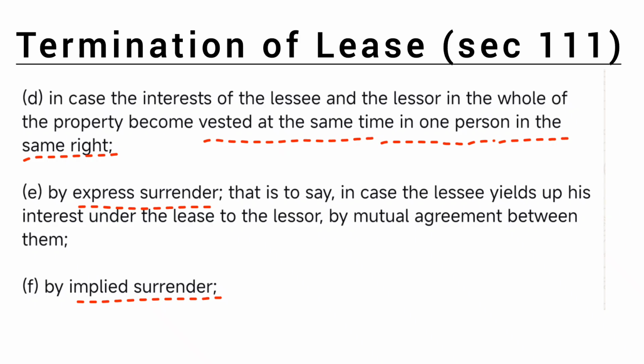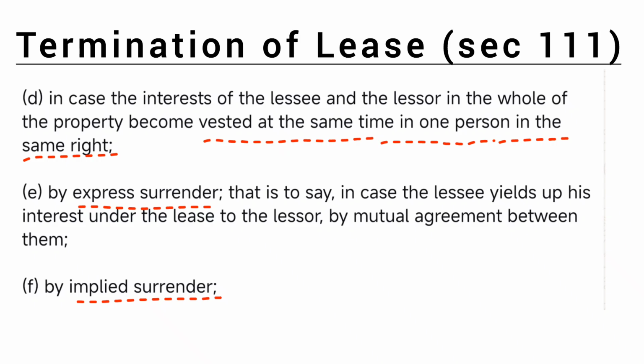For example, there is a tenant and the tenant himself gives delivery of possession of his tenanted room to the landlord. Then it is express surrender on the part of the tenant. In this case, no formality is needed. It is done by the delivery of possession.